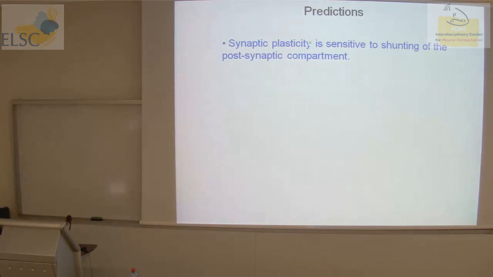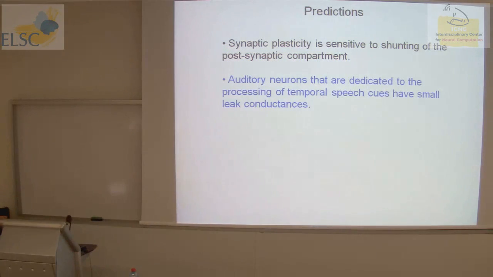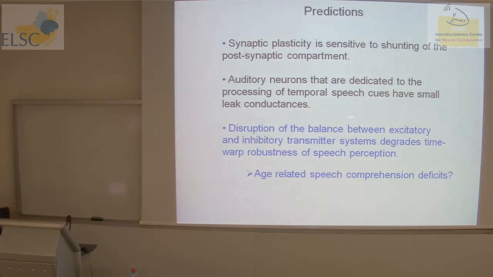Okay, so what are some predictions? Plasticity should be shunting sensitive. Most people would agree that if you shunt the postsynaptic compartment and you prevent some voltage-gated calcium channels from opening, you will interfere with plasticity. So this is probably not a very drastic prediction. Then we would say that auditory neurons dedicated to temporal speech cues should have very small leak conductances to allow for the control of the time scale by the synaptic conductances. Then this is something maybe of clinical relevance: if you disrupt the balance between excitation and inhibition so that you don't allow the system to go to this high conductance state by balancing the two, you should interfere with time-invariant speech perception. And discussing with Mike Merzenich, this is something that he was very interested in, because that's their theory of what you see in the aging mammalian auditory system.